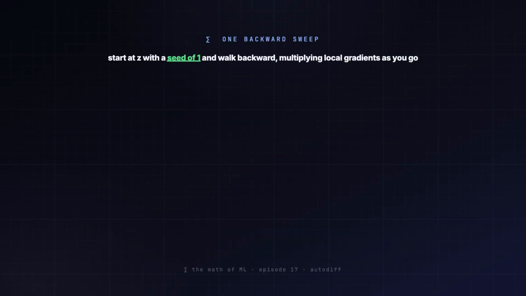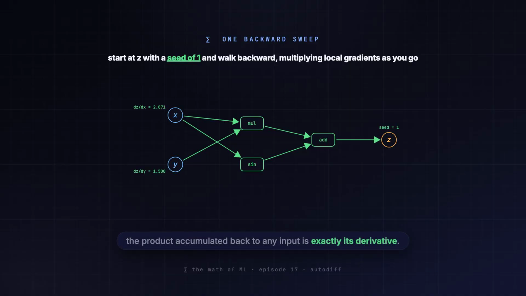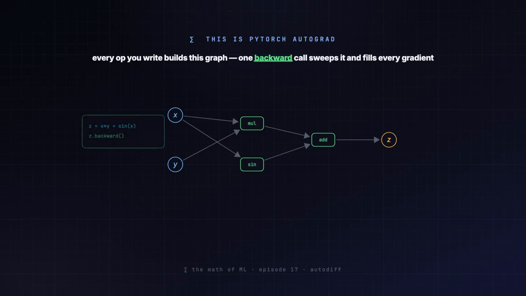Reverse mode autodiff starts at the output with a seed of 1 and walks backward, multiplying each node's local gradient into the signal coming from above. By the chain rule, that product accumulated back to any input is exactly its derivative. This is PyTorch autograd. Every operation you write quietly builds this graph. Calling backward runs the reverse sweep.